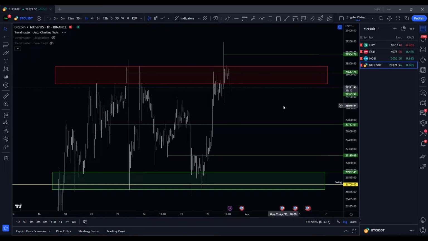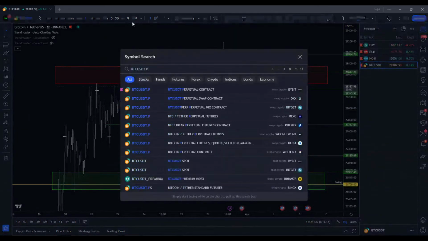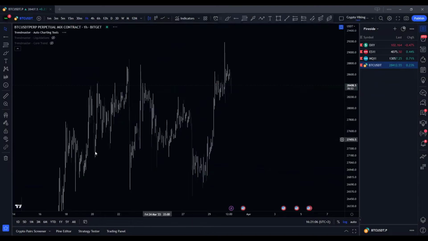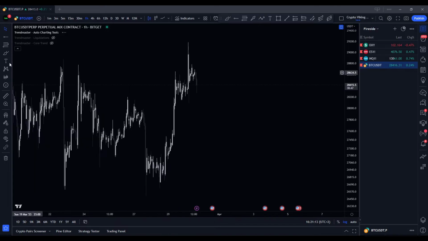But you should always be looking to chart on the things that you're trading. So if you're trading on, say, BitGet, if I'm taking my positions on BitGet, I want to be charting on the Bitcoin USDT perpetual contract, which is the futures contract for BitGet. It's an important thing to remember because, yes, some of the charts will deviate, but the more accurate you can get to what you're actually trading, it gives you a better perspective of what's happening.